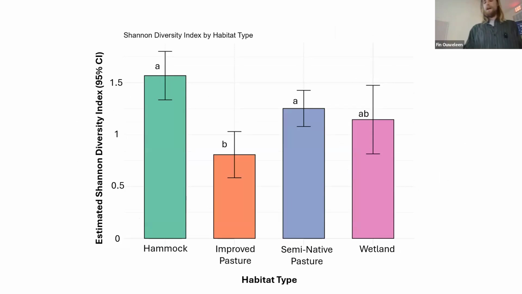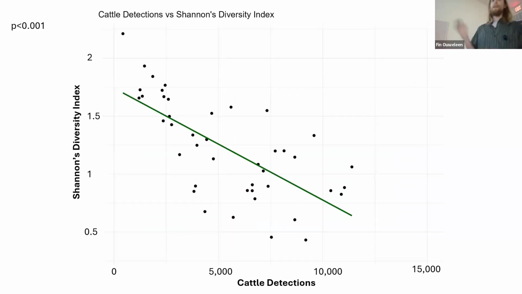And so we wanted to see if we could use the data that we have on cattle to link or show a correlation between cattle and biodiversity. So on the x-axis here, we just have the number of cattle detections. On the y-axis, we have that diversity index. And each point here is representing one camera over the 3 years. And there's a significant negative correlation. So at the cameras where you're seeing more cattle detections, you're also seeing a lower biodiversity index. So it would seem that where there's more cattle, there's lower biodiversity.